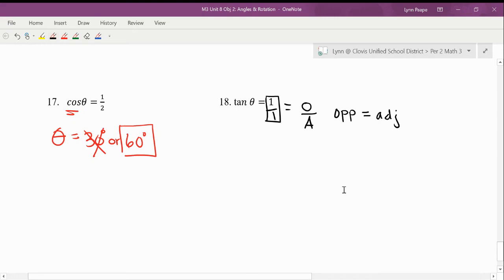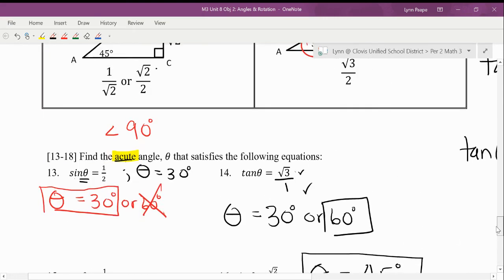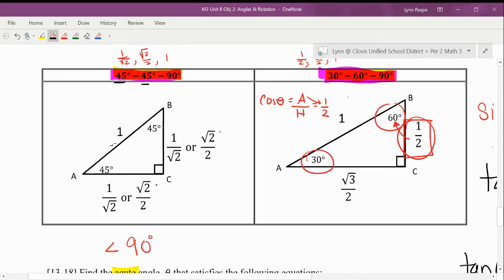So which triangle up above has the opposite and adjacent side equal to each other? If I look over on this side, these are definitely not equal to each other. That's 1/2 and root 3 over 2. How about over here? 1 over root 2 is equal to 1 over root 2. So this is where the opposite side and adjacent are equal, so it has to be 45 degrees.